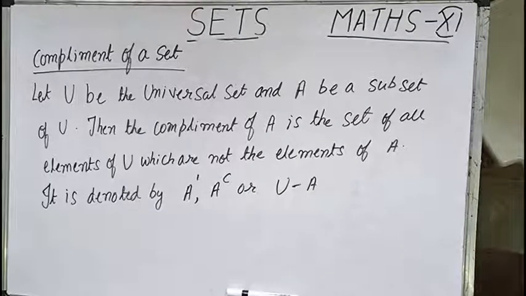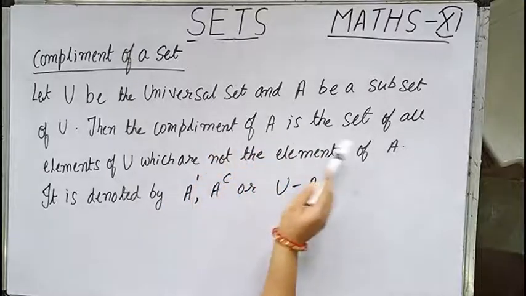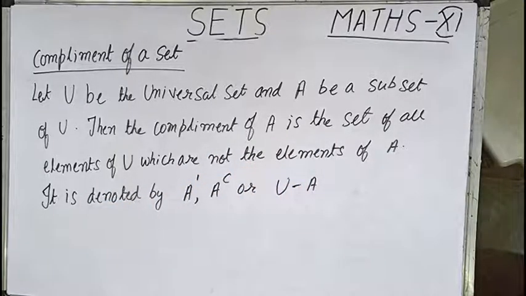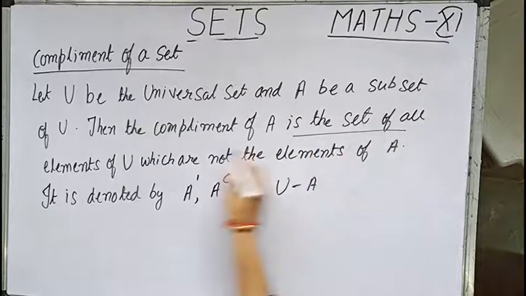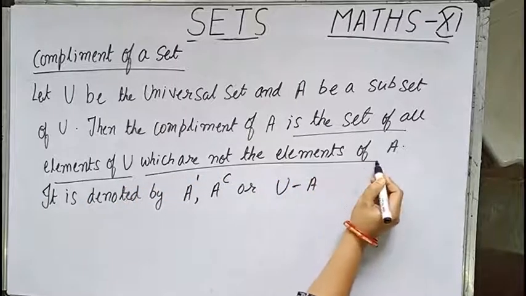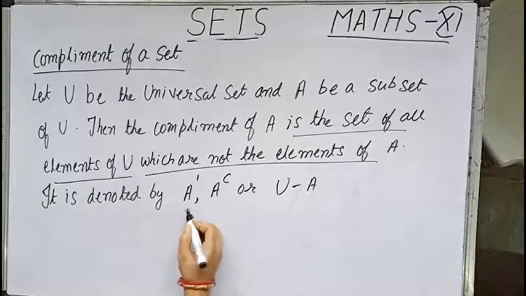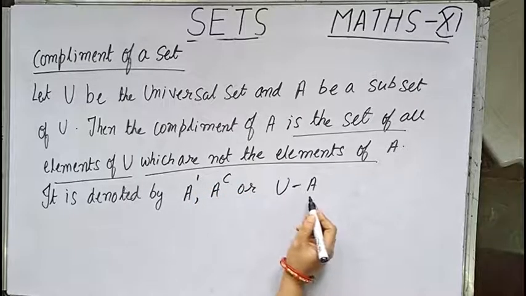Hello students, let us come to the next topic of sets, that is the complement of a set. Let U be the universal set and let A be a subset of U. Then the complement of A is the set of all elements of U which are not the elements of A. It is denoted by A dash or A^C or U minus A.